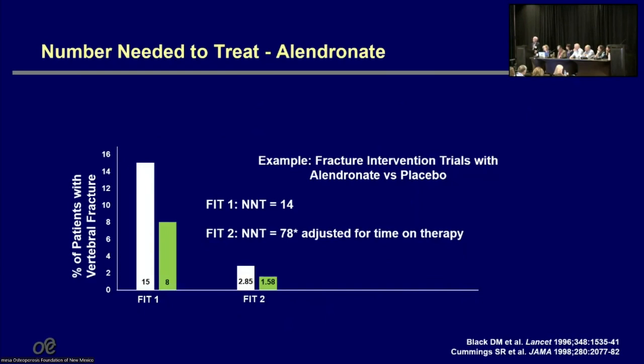It also is totally dependent upon the risk of the population. In the clinical fracture arm of FIT, patients at much lower risk were enrolled. They were treated for 4 years, and the frequency of fracture in the control group and the alendronate group were much lower, and the number needed to treat was 78. So if you ask me what's the number needed to treat for alendronate, it could be 14 or it could be 78, without asking me more detail about that.